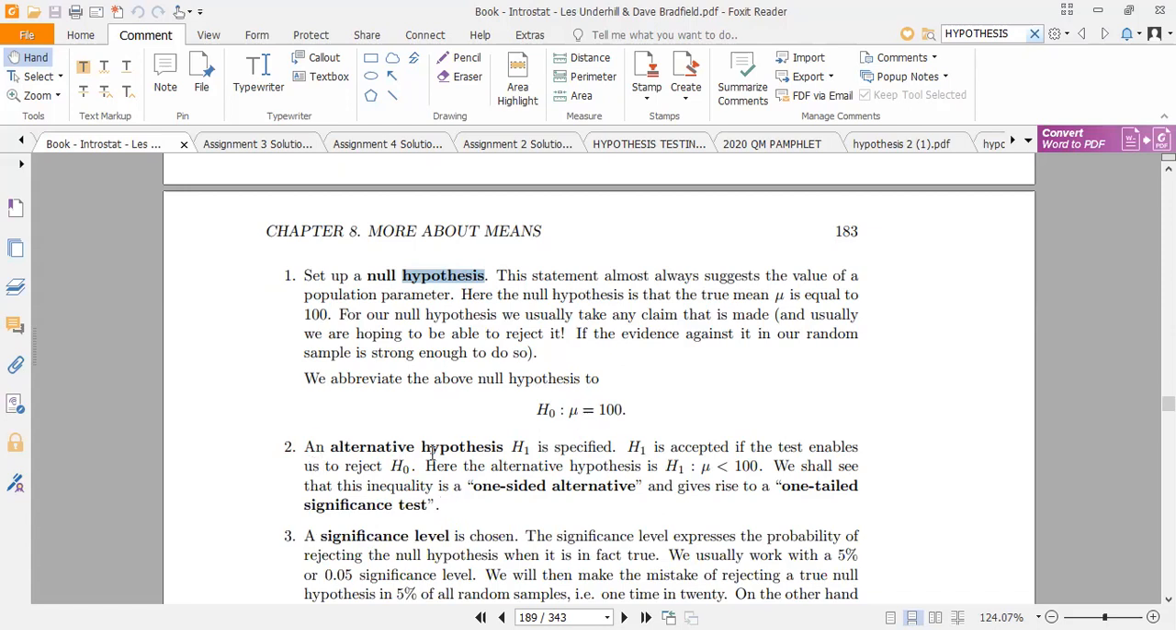An alternative hypothesis, which is H1, other books will write H2 or HA. So HA is accepted if the test enables us to reject our H0. Whenever we reject H0, we're accepting our HA. Here our alternative hypothesis could either be mu is equal to the same figure that you have on top there. This means that it's a two-tailed test.